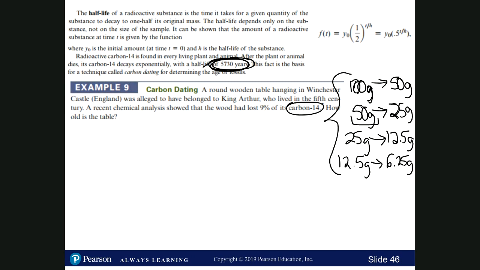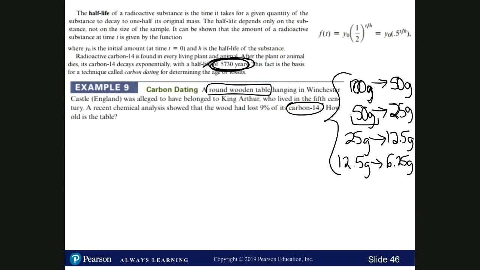So as you can see here, we already went over 20,000 years. So that's the reason why people can determine the age of very old artifacts or human remains, or even dinosaur skeletons or fossils. So the problem talks about the King Arthur round table where he used to gather with all his knights.